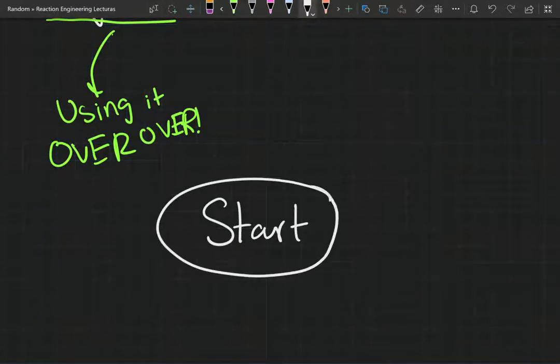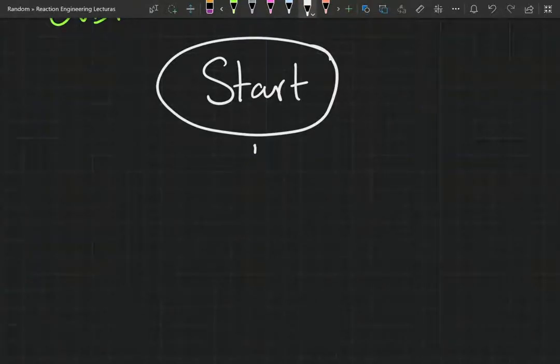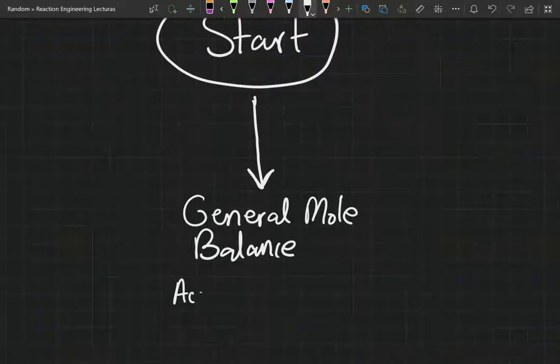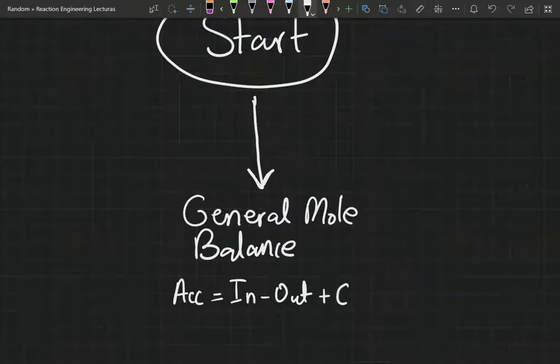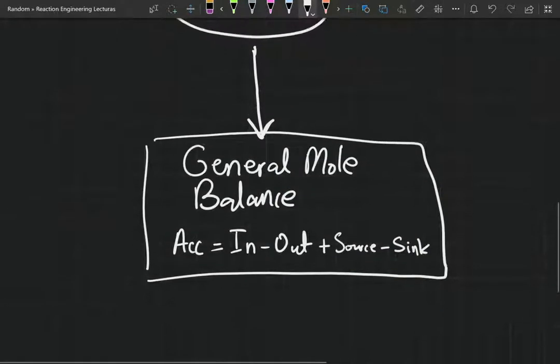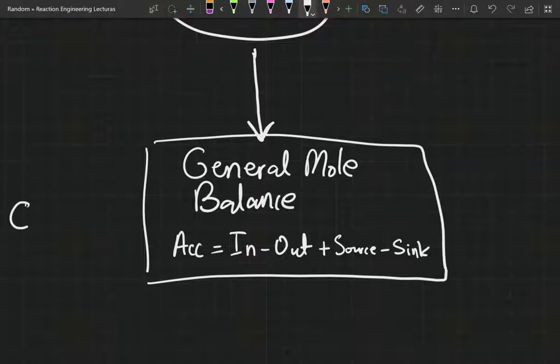Where do we begin? As a chemical engineer, 9 out of 10 times you're going to begin by writing a general mole balance on a species. That is accumulation equals in minus out plus consumption, plus any sources minus any sinks. That is the general mole balance. You're going to start off by writing that on your species of interest, and this is covered in chapter 1 of your textbook.